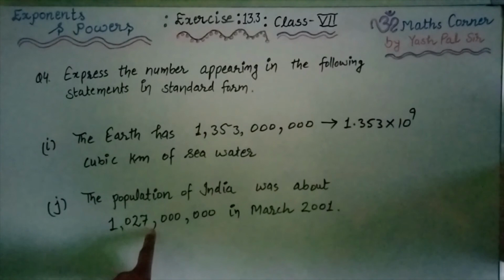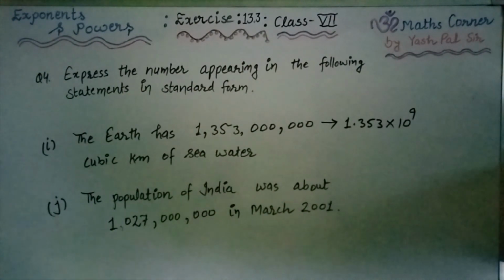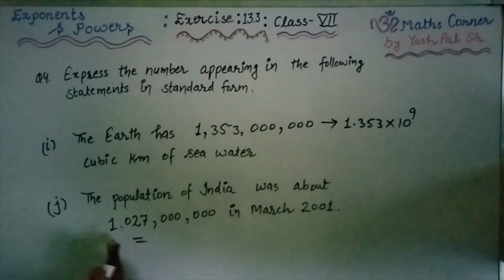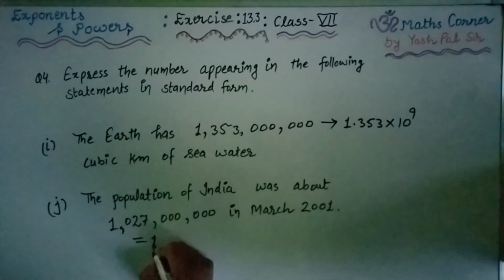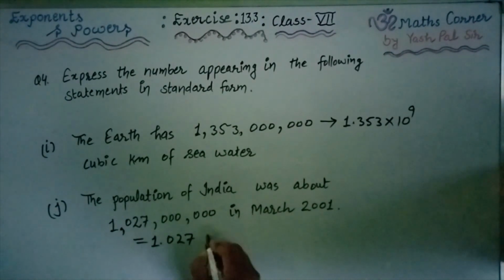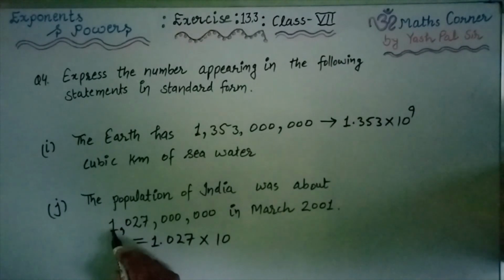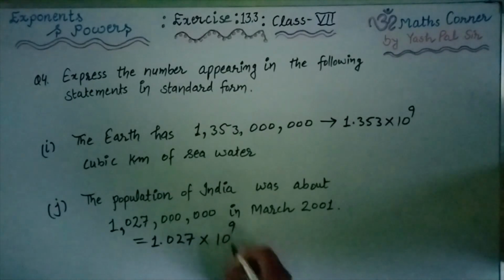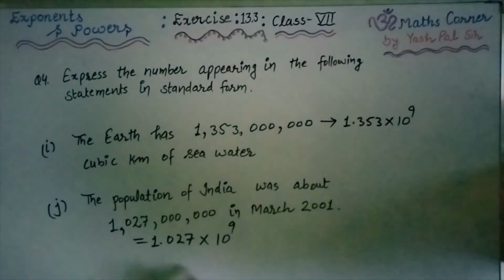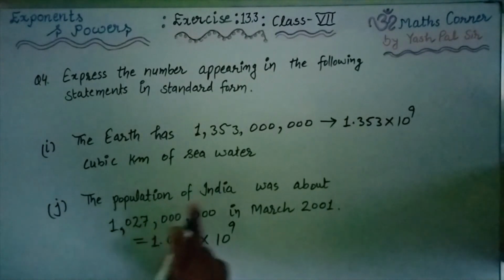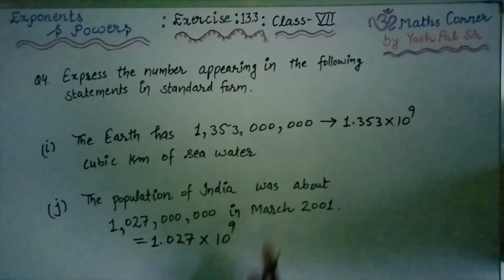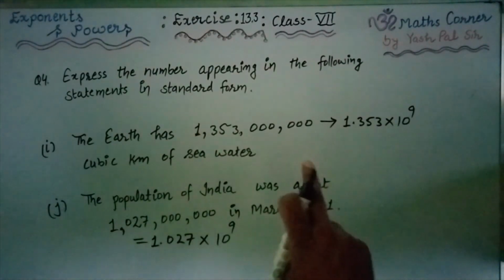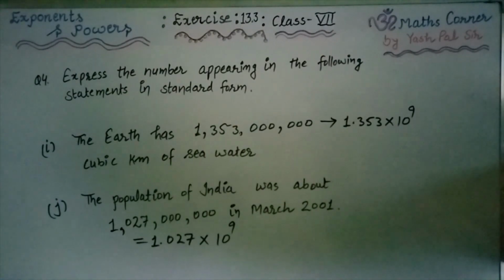Now next, the population of India was about 1 arab 2 crore 7,000 in March 2001. So this large number, we can write this in standard form. How? 1.027 into 10 raised to power. After 1, how many digits are there? 1 2 3 4 5 6 7 8 9. 10 raised to power 9. This was the population of India in March 2001.